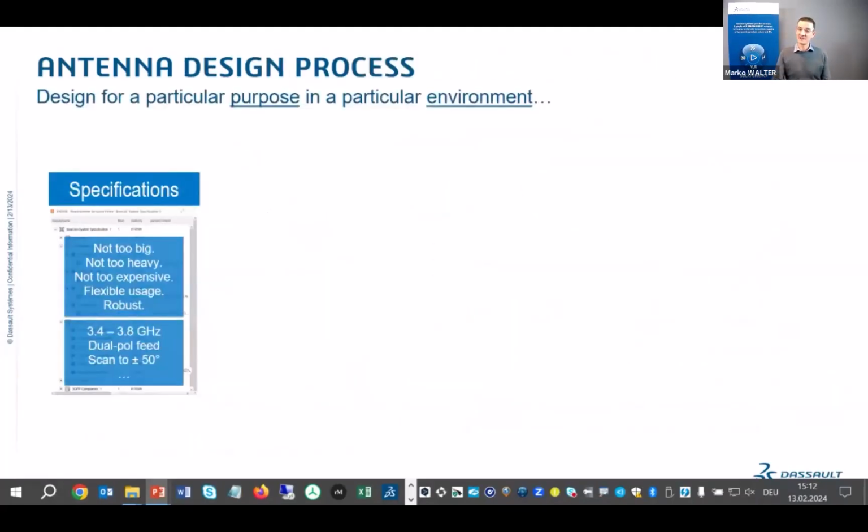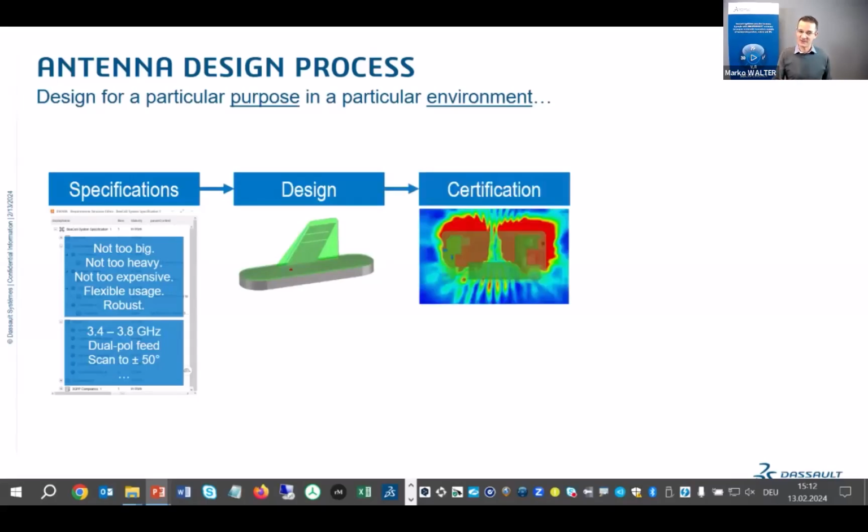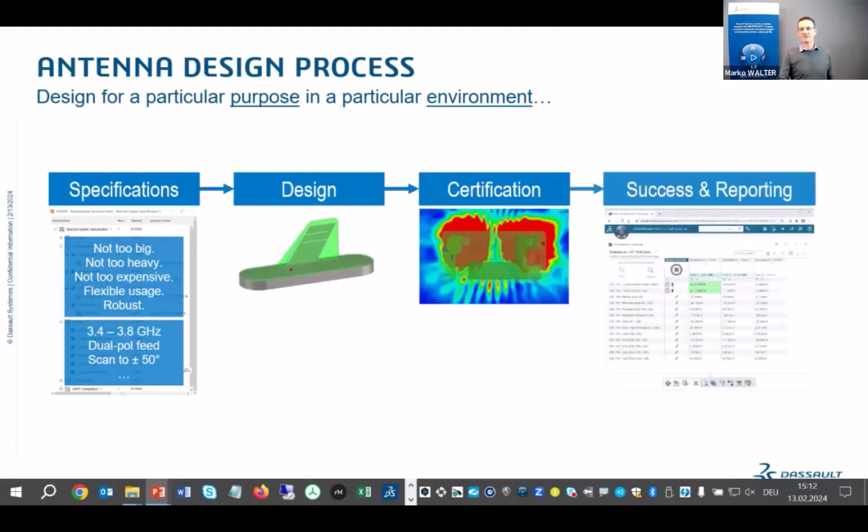Now, we spoke of the design process, and you can roughly describe it something like this. You start off with specifications. Something must be a certain size, a certain weight. It should have a certain cost and be used for a number of applications. It has to have certain characteristics in terms of performance, so frequency range, polarization, scanning ability, etc. That is turned into a design, which is in itself a complex iterative process, and that's probably the heart of most of the talks that we're having today. We go on to certification of the design for release on the market. And finally, of course, success: successful design, reporting of results and going on to the next project.